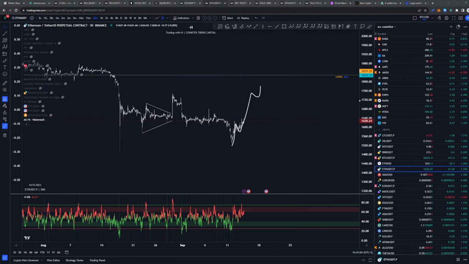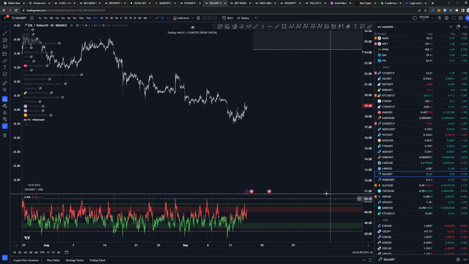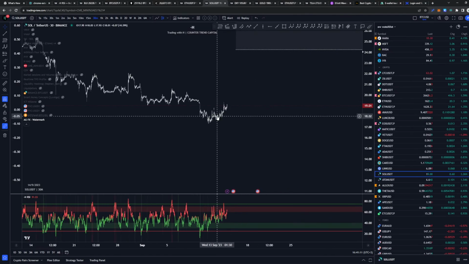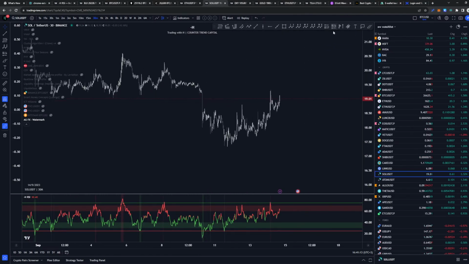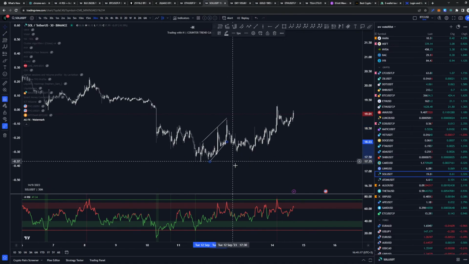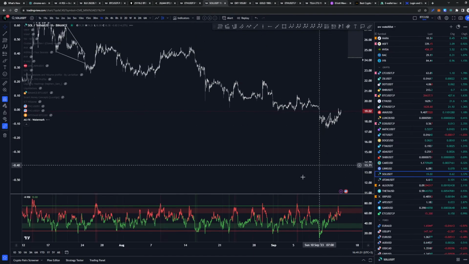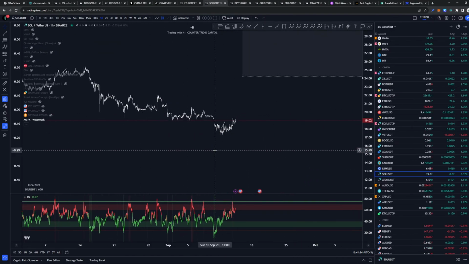What else did we have? Solana. Yeah, it's super ugly. The only thing here from the lows you could be looking for is some kind of expanding diagonal. And I don't play those, so I'll just ignore this chart until it gives me something better.